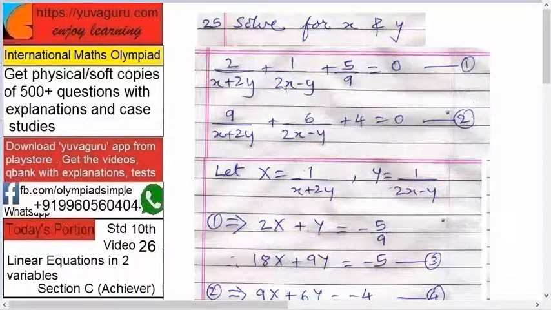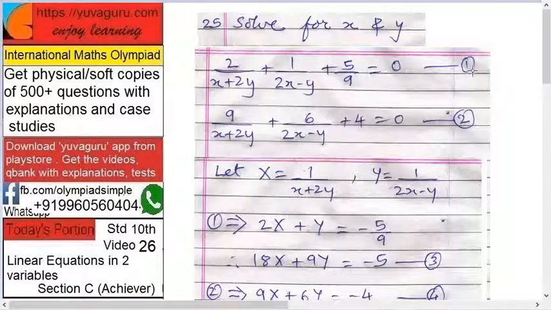So what you do is, you can see one thing in common, that in both 1 and 2, the denominators are the same: x plus 2y, x plus 2y, 2x minus y, 2x minus y. So what you do is, let capital X equals to 1 upon x plus 2y. Remember this, 1 upon. Why? Because we want everything in numerator. So 1 upon x plus 2y, and capital Y equals to 1 upon 2x minus y.